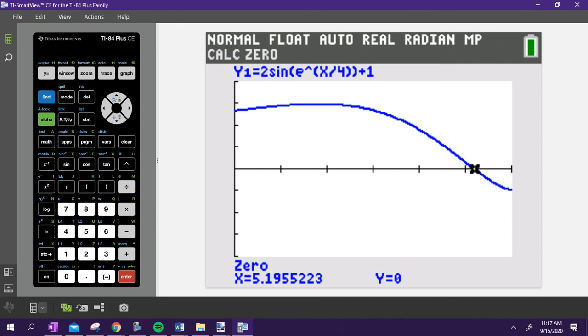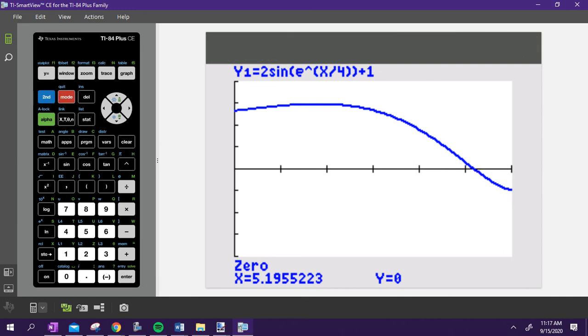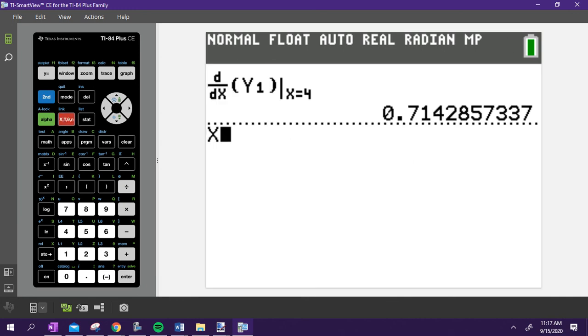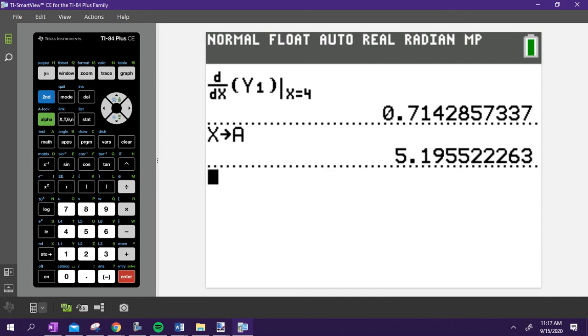The question is, what is the acceleration? So you can do one of two things. You can write out that whole decimal, and find the derivative at that spot. Or I do this. Remember how we did this the other day? We took that x value that I just found, and I'm going to save it as A. 5.1955. There it is. You can just write it down. If that's confusing to you, write down the decimal.